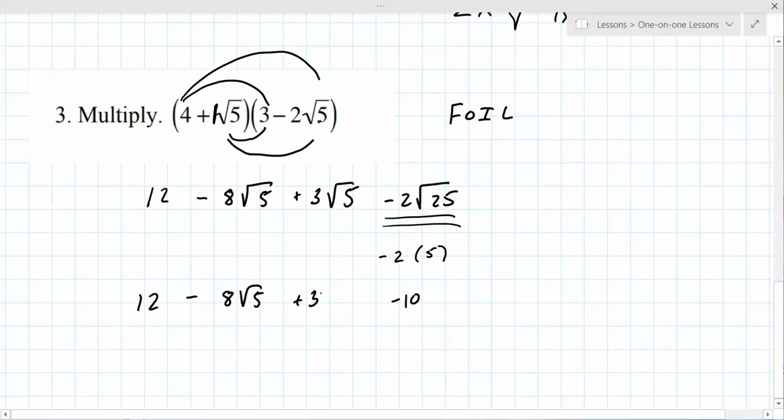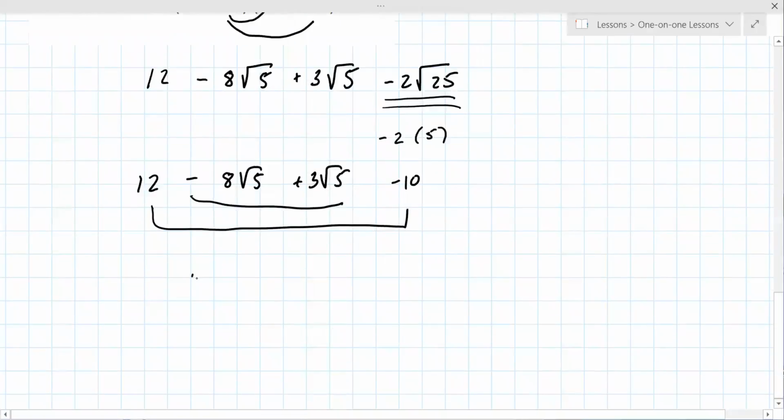You generally can combine like terms. So you can combine these two, and you combine these last two. So 12 minus 10 is 2. Minus 8 plus 3 is minus 5 square root 5. Okay. Got it.